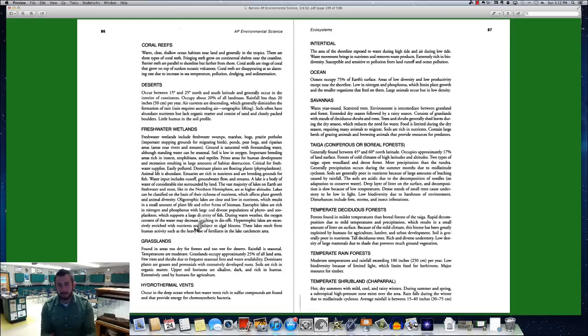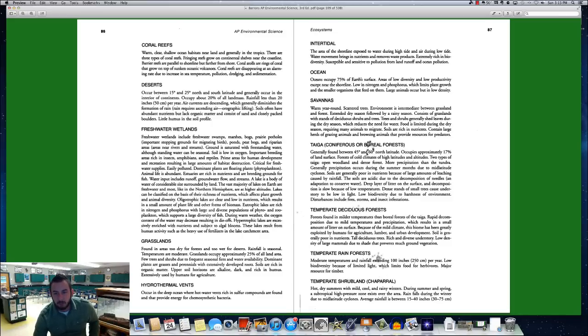So, savannas, which are a type of grassland, are warm year-round with scattered trees. The environment is intermediate between grasslands and forests. It has extended dry seasons, followed by rainy seasons. Trees and shrubs generally shed leaves during the dry season, which reduces the need for water, conserving water for the plant. Food is limited during the dry season, requiring many animals to migrate to areas that have some water. Soils are rich in nutrients, and contain large herds of grazing and browsing animals that provide resources for predators like lions, cheetahs, hyenas, etc.